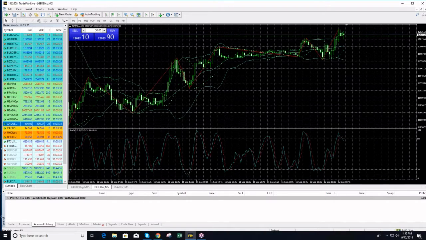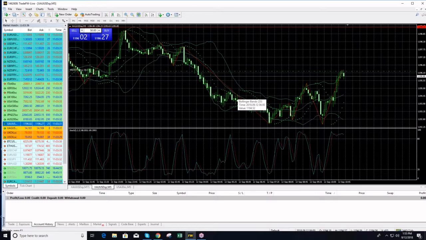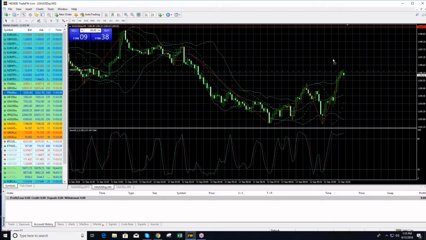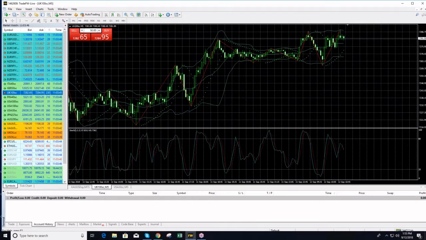Let's go back to gold to see what's going on over here. Looks okay. This is what we did. So let's go also to the UK 100. No. Okay, I will keep these three trades for now and see how they develop and react accordingly.